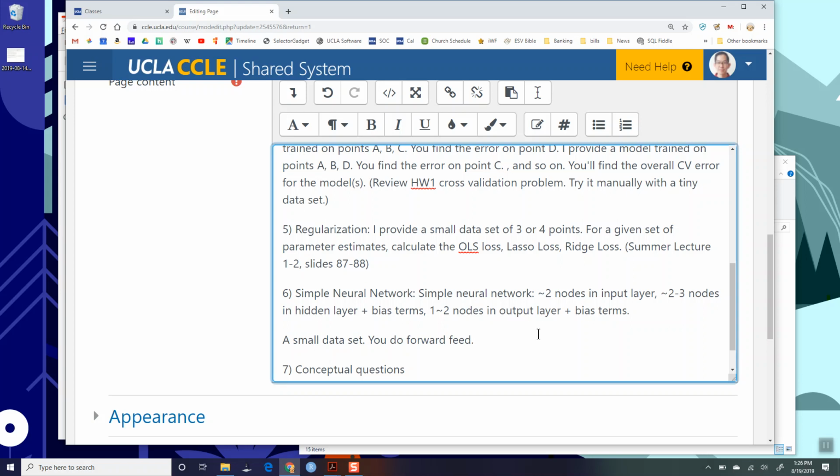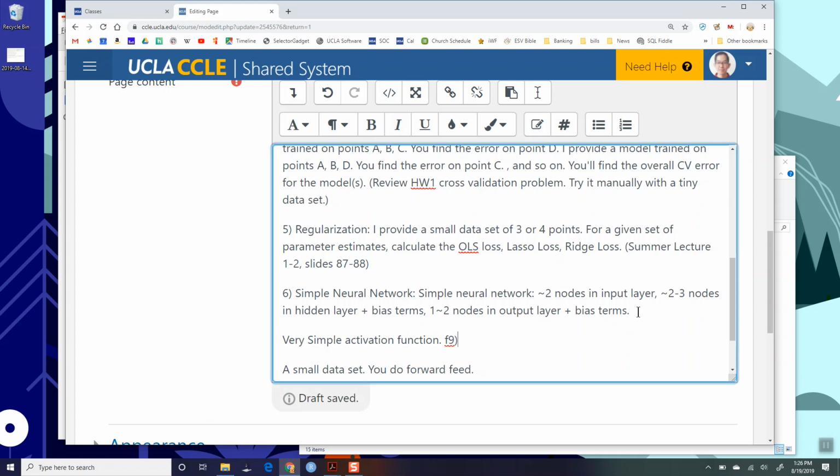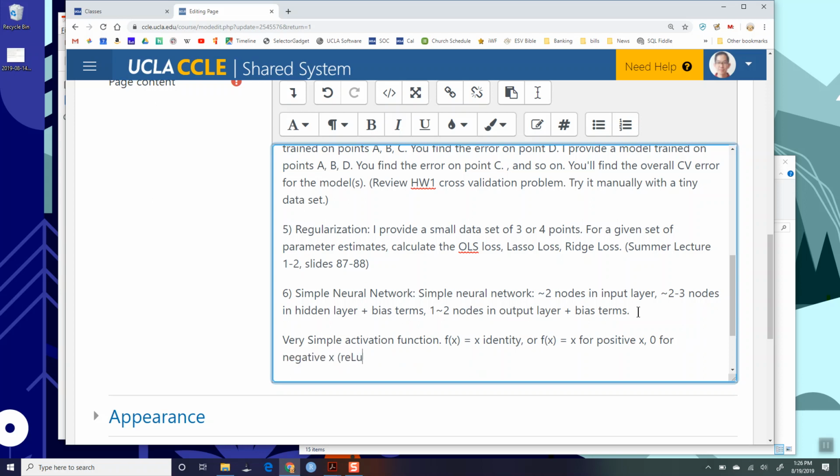okay? Oh, here's the other important part. Very simple activation function, okay? The sigmoid is a simple function, but it's a pain in the butt to do when you're manually calculating it. Like you have to do 1 plus e to the negative t and then 1 over that. That is a little bit of a pain. So probably my activation functions will be something like f of x equals x. That's the identity, okay? Or f of x is equal to x for positive x and 0 for negative x. Okay, and that's called the ReLU.